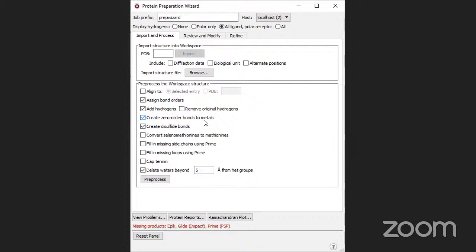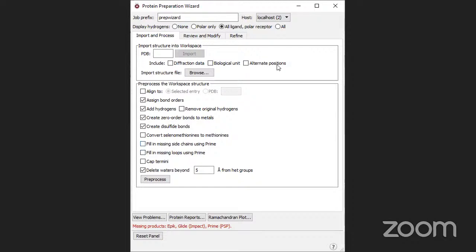Suppose some sulfur-containing amino acids are there which are responsible for activities; we need to click this option, create disulfide bonds. Then convert selenomethionines to methionines. It is a rare option we use. Why? Because selenomethionines are not natural amino acids. And fill in missing side chains using Prime.